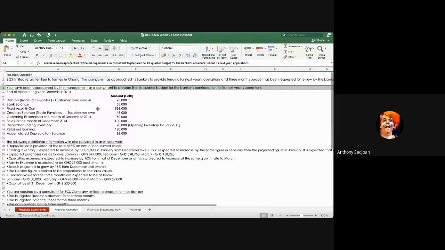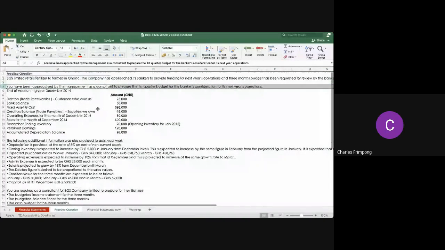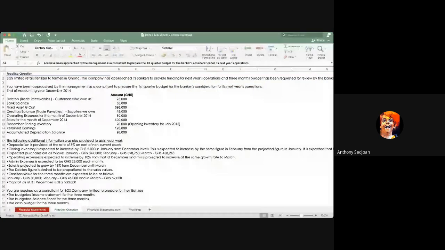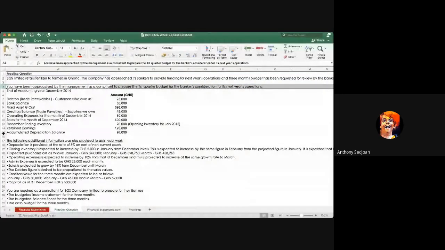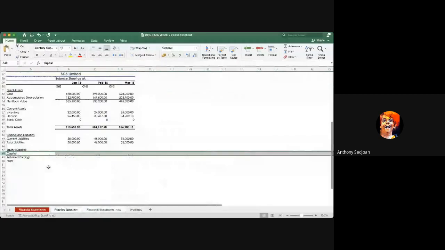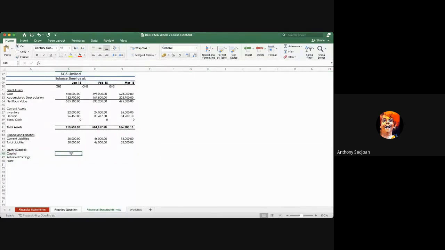If you read the question, there's no amount for capital. So it means you have to calculate it yourself, and you need some accounting knowledge to do those calculations. I don't want us to go through all that. Our time is really limited. So I'm just giving you the figure straight away, which is 530. You can do the computations by yourself and arrive at 530,000 cedis. So let's go back to the financial statement and input the 530,000 there.